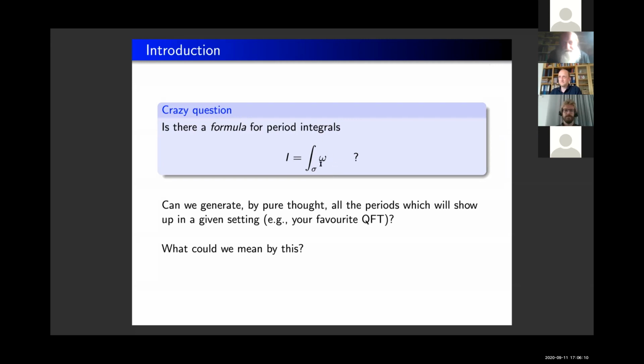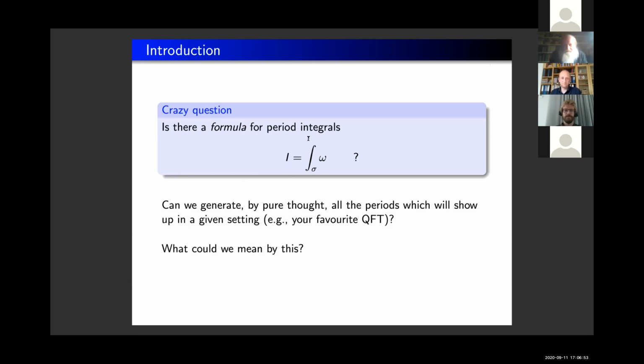So here, omega is an algebraic differential form on an algebraic variety defined over the rationals, let's say. And sigma is a chain of integration whose boundary is contained in some algebraic subvariety. So this doesn't seem to make much sense, but it's a theme that recurs in this area, in amplitudes generally, where we have a quantum field theory or a string theory, and we want to be able to predict the types of numbers and functions that are going to occur in it by pure thought.